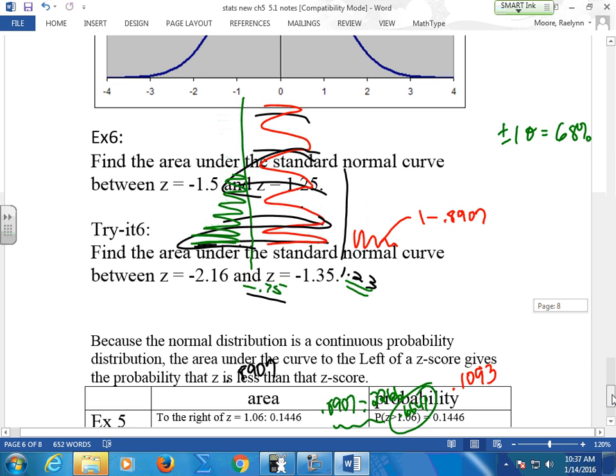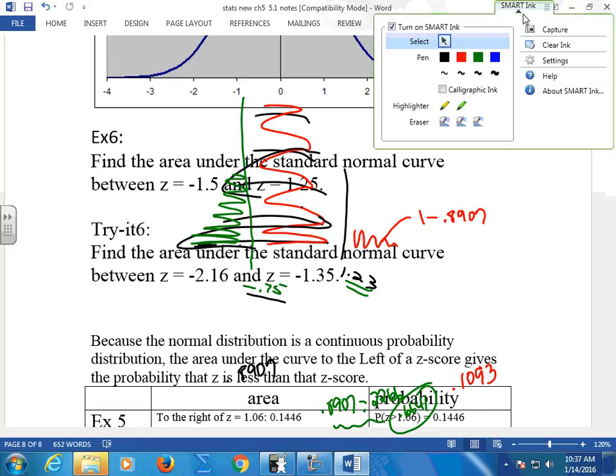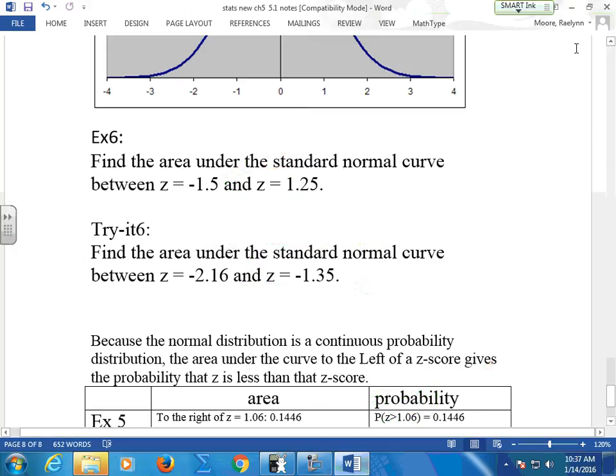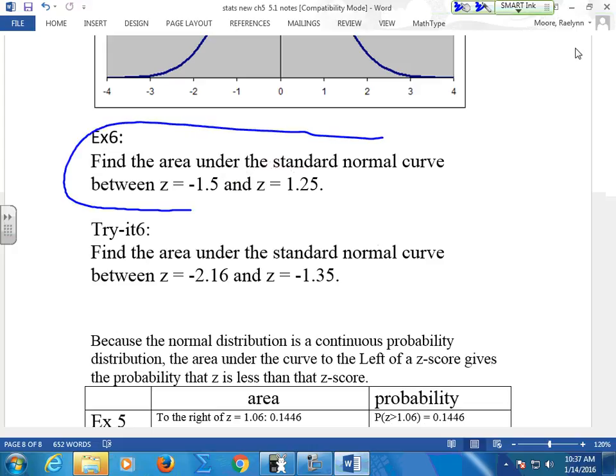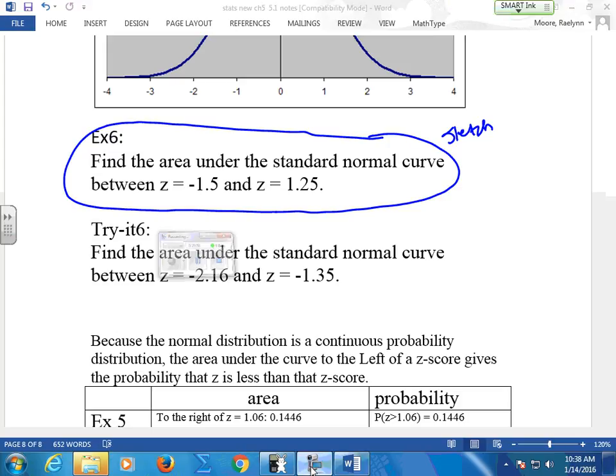I'm going to give you guys an in-between to do. Let me get rid of this mess over here. So, for this guy, just do this one. Do an in-between one, sketch it, and either use your calculator or use your table to find out the area. The one thing you don't want to do is subtract your z-scores. You always have to subtract your areas, not your z-scores.